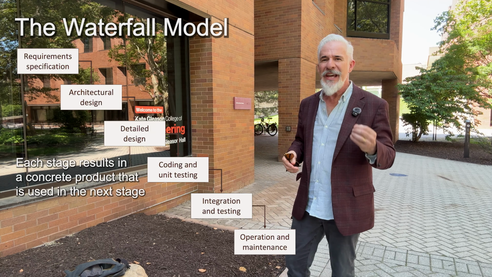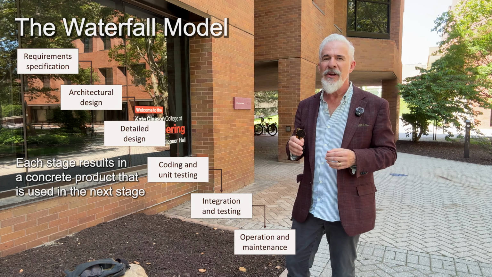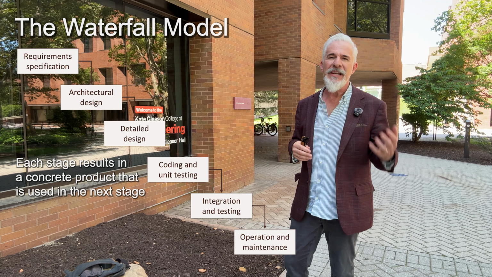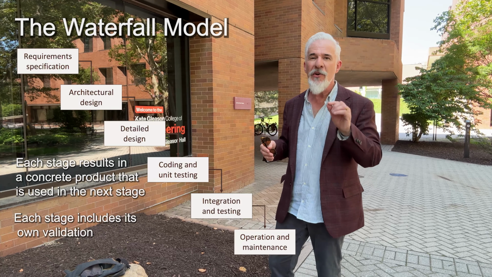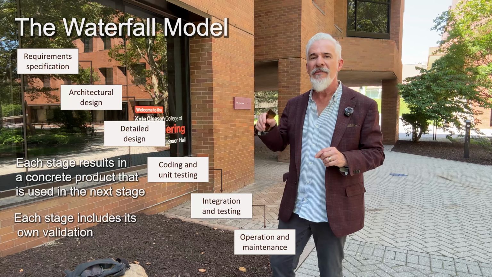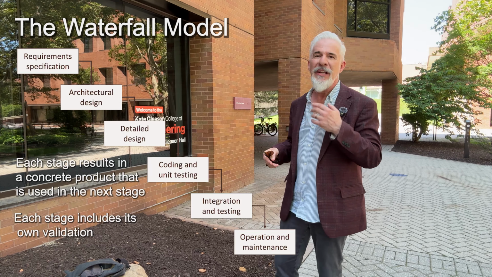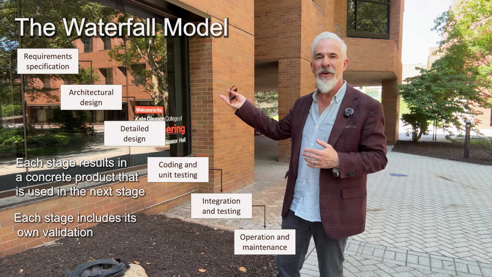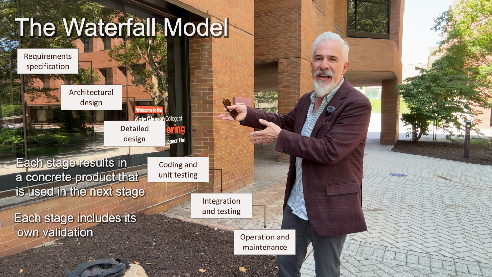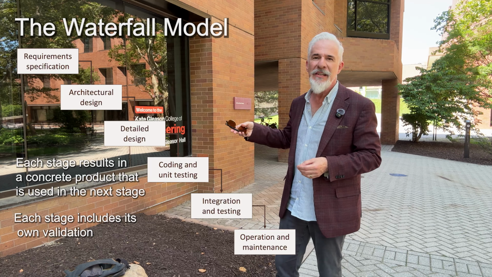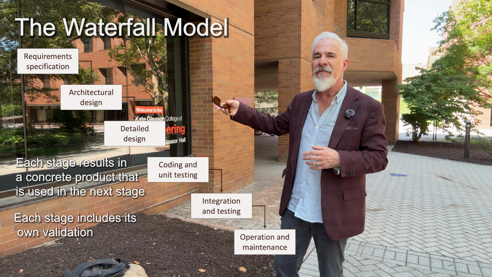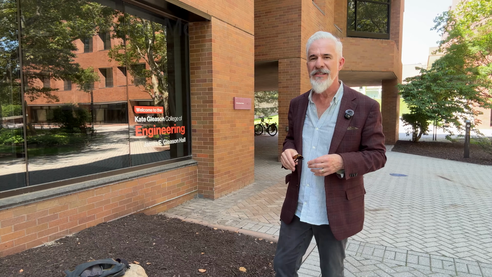Each stage results in a concrete product, whether that's a requirements document or a set of designs that feeds into the next stage. And each stage also includes its own validation based on requirements from the previous stage. For example, let's say that the resulting product in the detailed design phase was a set of unit tests. Then the code that was developed in the next phase, coding and unit testing, is going to be validated against those unit tests.